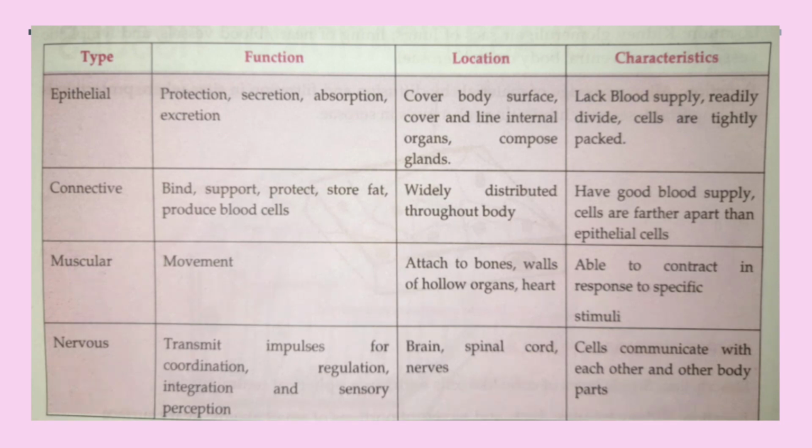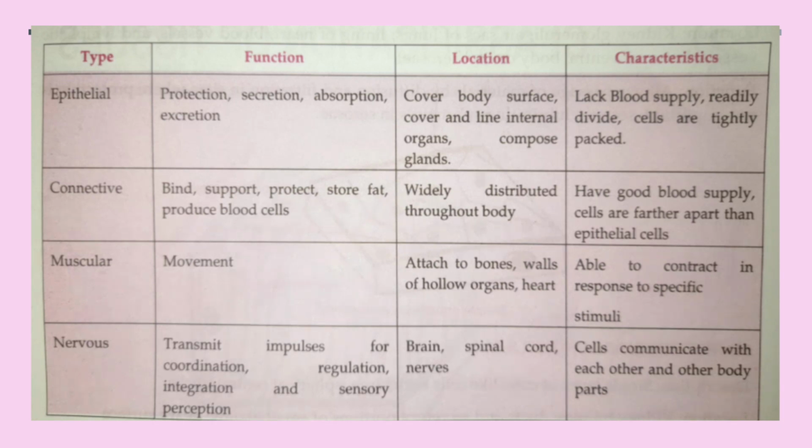Epithelial tissue's basic functions are protection, secretion, absorption and excretion. It covers body surfaces, covers and lines internal organs and composes various glands. We can call them endocrine glands. Characteristics: lack of blood supply, readily divides, and cells are tightly packed.